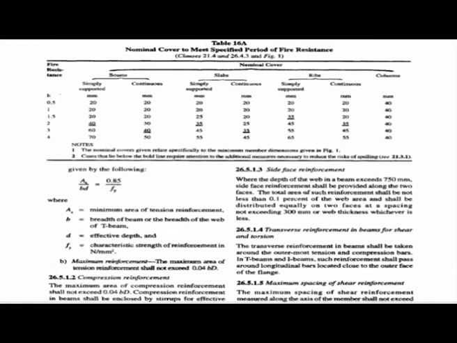Minimum reinforcement in beam is 0.85 by fy, and please note, this is bd. b means width and d means effective depth, whereas maximum area of tensile reinforcement shall not exceed 0.04 bD. 0.04 means 4%. Here D is capital, that means the gross one, the overall depth. So whenever you are calculating maximum area of tensile reinforcement, you calculate based on the overall depth, not the effective depth. Whereas minimum reinforcement you calculate based on the effective depth.